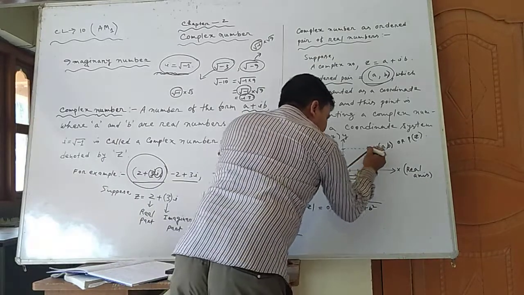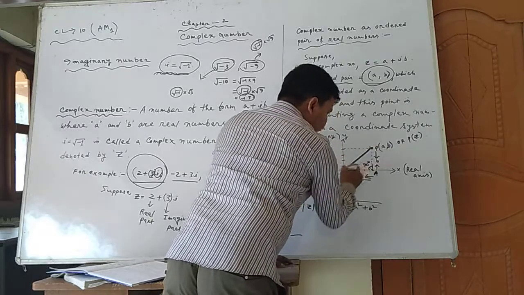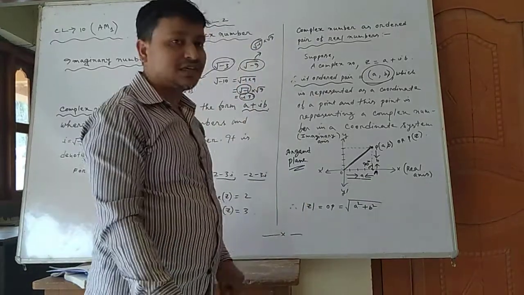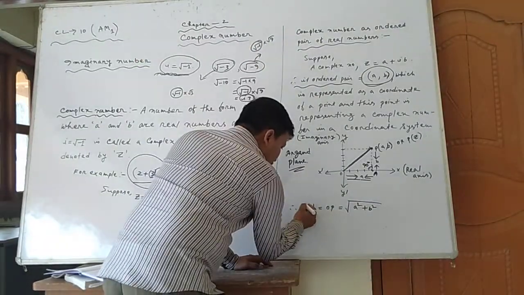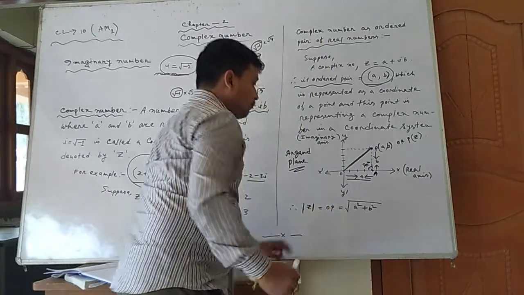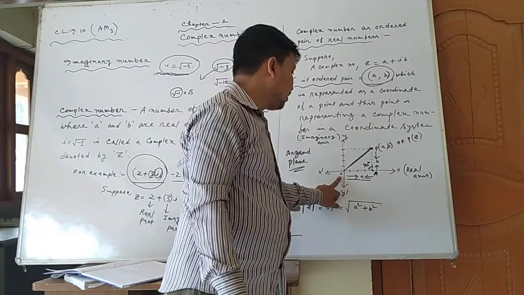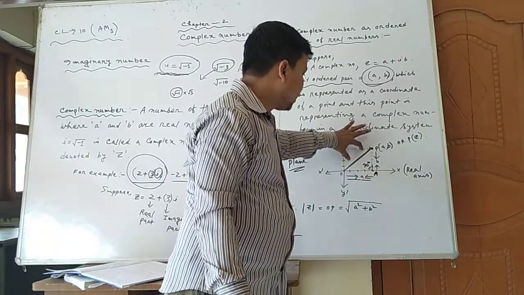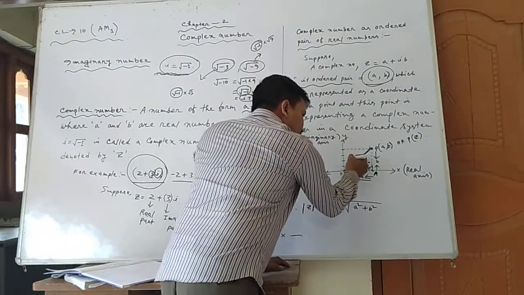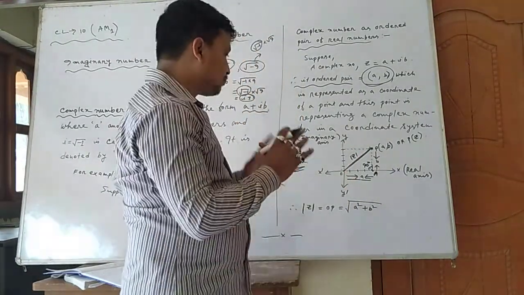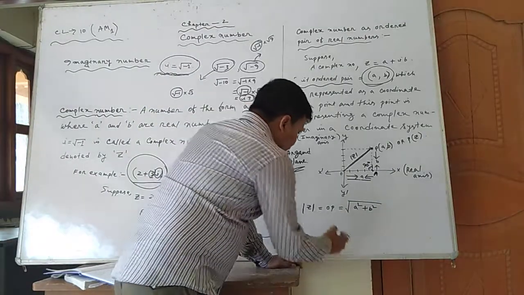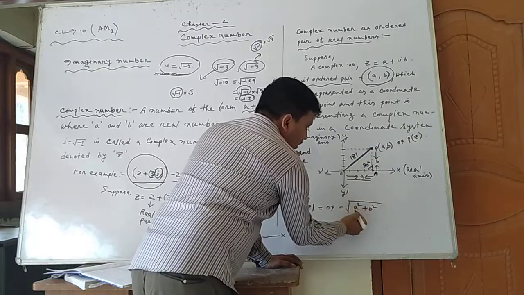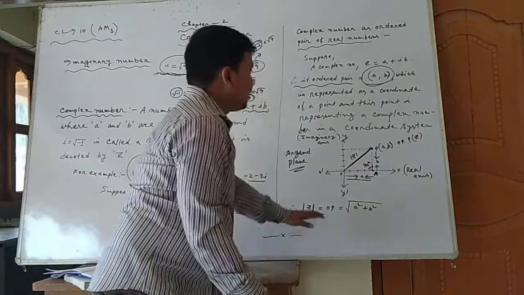What is the length of OP, from the origin to that point? That distance is called the absolute value or modulus of this complex number. So mod of z is equal to the length of OP. That means the distance from the origin of the point representing that complex number. OP is the hypotenuse, so it is root over base square plus perpendicular square. That much for today.